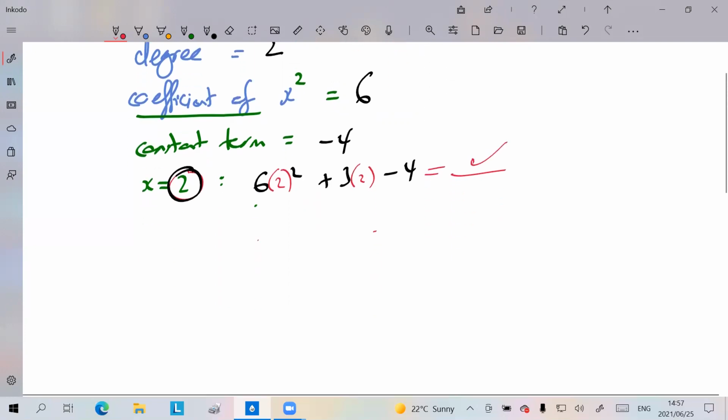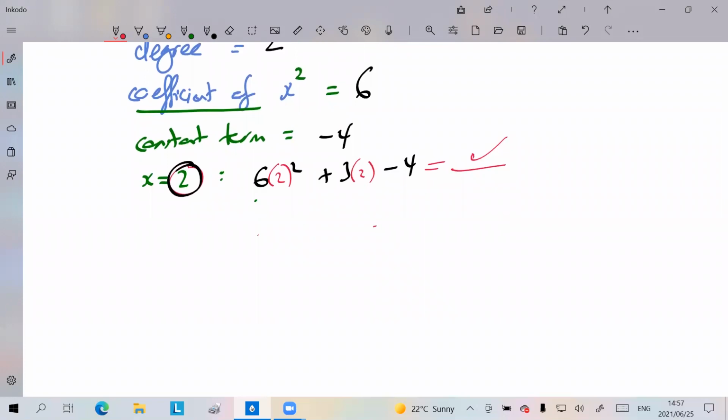A quick summary of that, very basic stuff. What if I had -3x to the power 4 minus 2x squared plus 7? Let's summarize this. The coefficient of x to the power 4 is -3, so that's a coefficient.